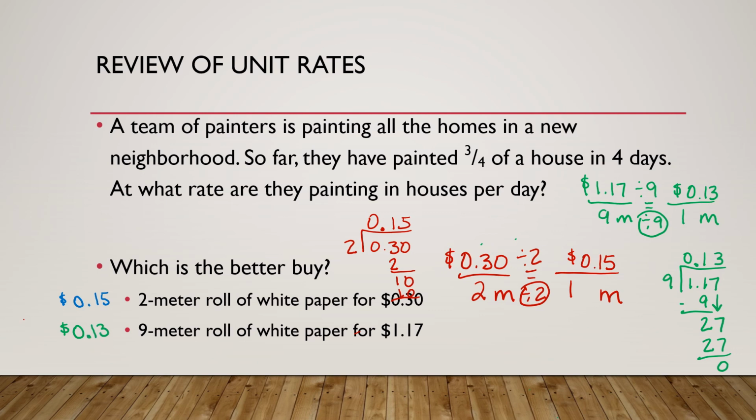So in this case, which one is the better buy? Well, if you're getting 1 meter of white paper, same kind of paper, would you prefer to pay 15 cents per meter, or would you rather pay 13 cents per meter? And obviously, we prefer to go with the cheaper cost. So the 9-meter roll would be your better deal.